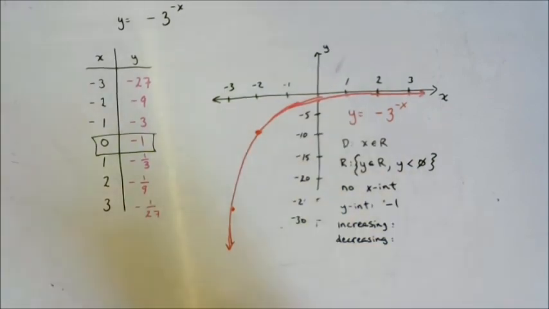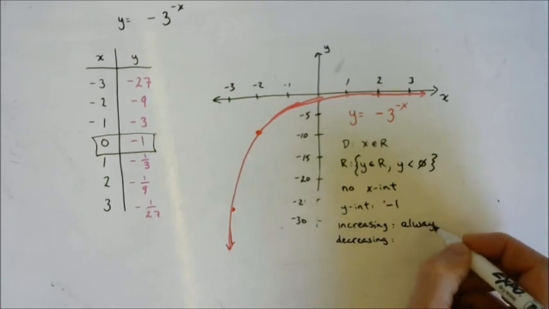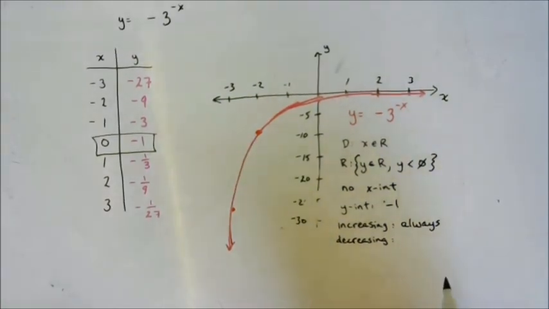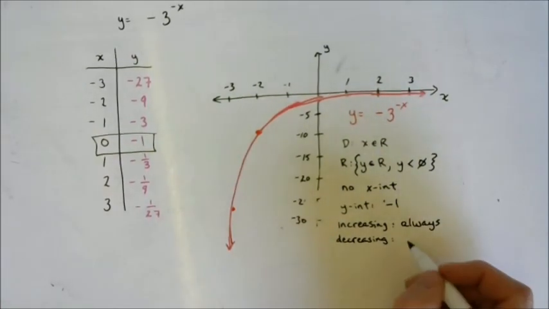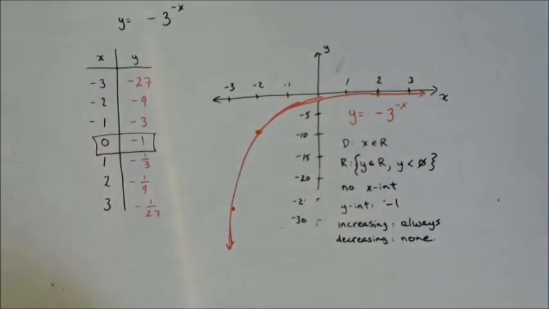Increasing. It's always increasing, right? Always increasing. So you could say always, or whole domain, or x belongs to the set of real numbers. Is it ever decreasing? None. No intervals of decrease. And asymptote.